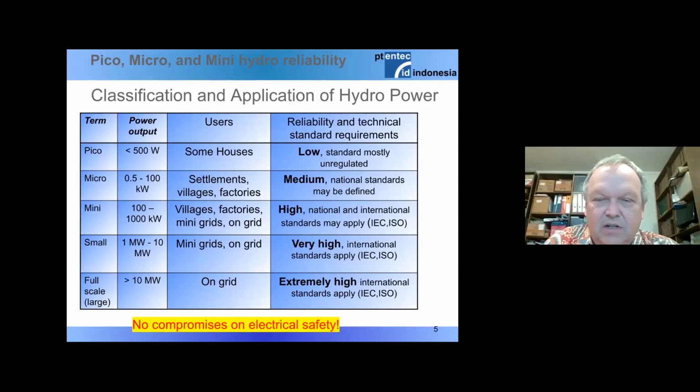Maybe here to show a bit that from pico to full-scale hydropower, we also have to adapt the standards we apply. If it comes to supplying a house, regular maintenance and so on wouldn't be a big problem. In a micro hydro, villages are already involved, so the reliability must be bigger. In a mini hydro, villages, factories, and mini grids are involved and have a lot of problems if it's not technically sound produced.